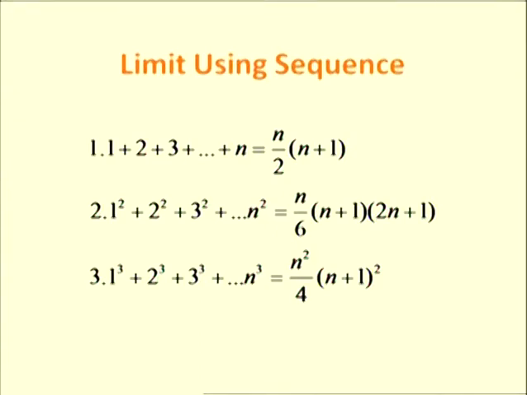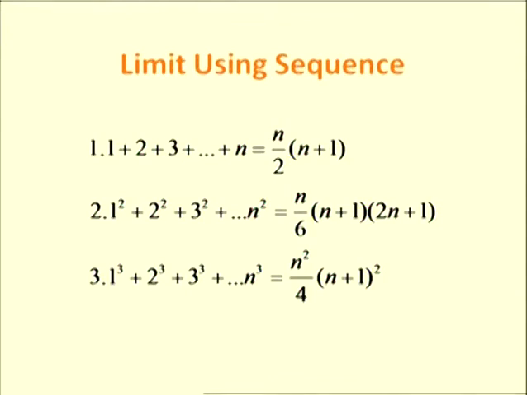Look at the first sequence and the third one. The summation of the first sequence is n by 2 into n plus 1, and the summation of the third sequence is n square upon 4 into n plus 1 whole square. What have you observed? It is just the square of the summation of the first sequence. So you can remember the summation of these two sequences very well.